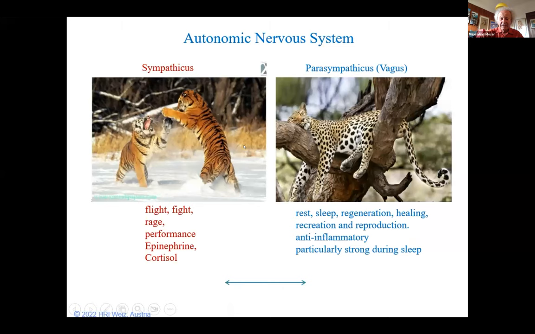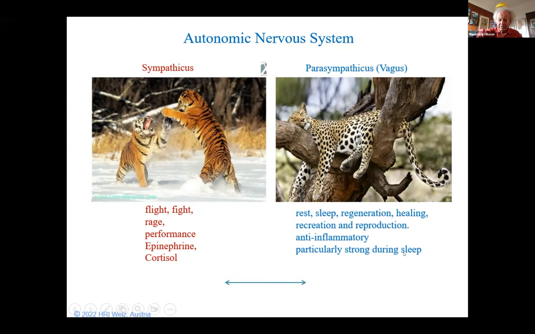The sympathetic makes fight and flight. It makes rage, it is activated during rage, it achieves performance, and the hormones that are used are epinephrine on one hand and cortisol to break the bad effects of epinephrine and to prevent too much epinephrine action, because this can lead to heart attacks, to fibrillation of the heart, and to conditions of high inflammation. And the antagonist for this is the vagal activity, the parasympathicus, which generates rest and sleep, regeneration, healing, recreation, and reproduction. It's anti-inflammatory, and it's particularly strong during sleep.